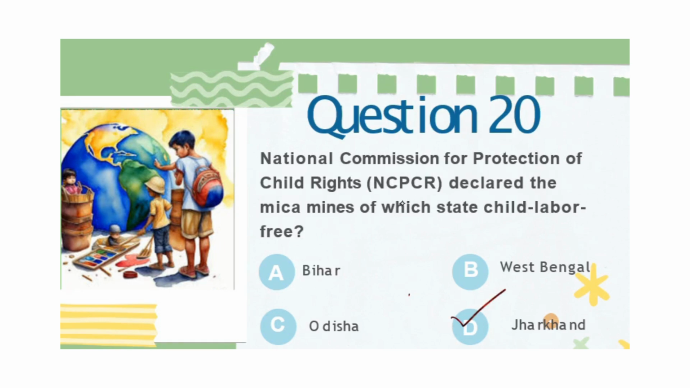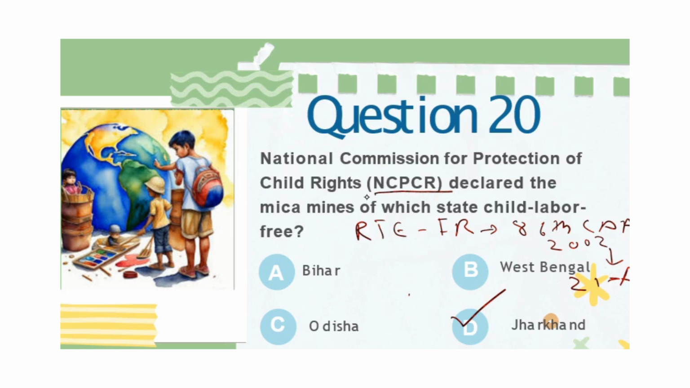So this is a very good initiative by NCPCR because children are meant to go to school and not go to factories or mines for work, especially after the right to education has been made a fundamental right by the 86th Amendment Act of 2002, which added Article 21A, 21 Clause A. Okay. So education is a fundamental right and every child must be getting it.